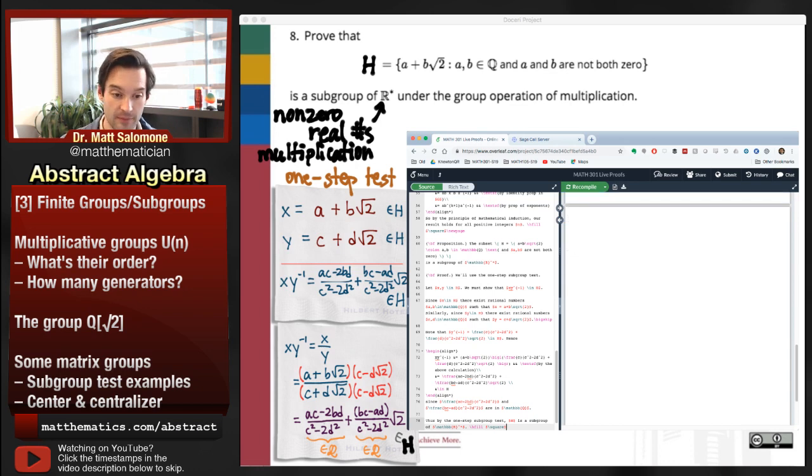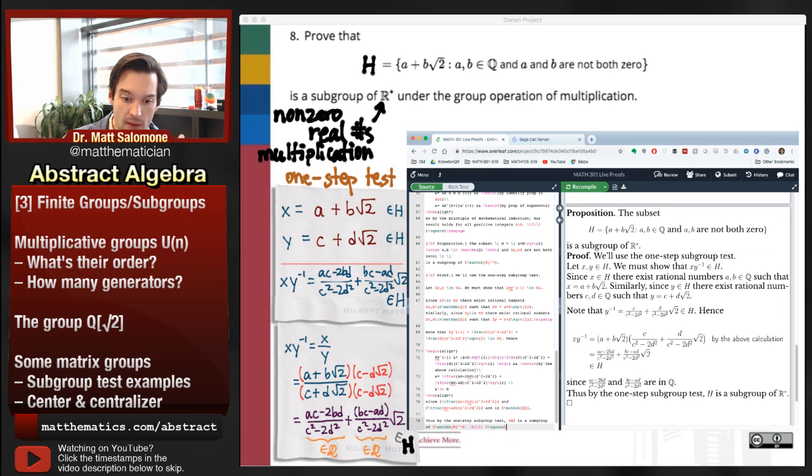So again, what's the important part here? The important part is that we applied the one-step subgroup test to guarantee for us that H was a subgroup of R star. To do that, we picked an arbitrary element X and an arbitrary element Y, and our burden of proof is to show that X times the inverse of Y belongs to H. And the only real trick in this proof that required us to be a little bit clever was figuring out why the inverse of Y was even an element of H to begin with. And so that's where we had to rationalize the denominator, this little step that we did over here on the napkin. That was the only way for us to really guarantee that our Y inverse was an element of H.